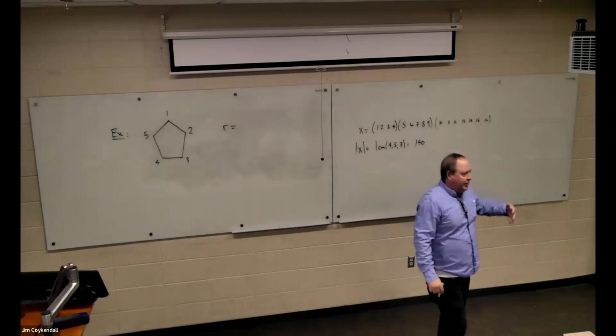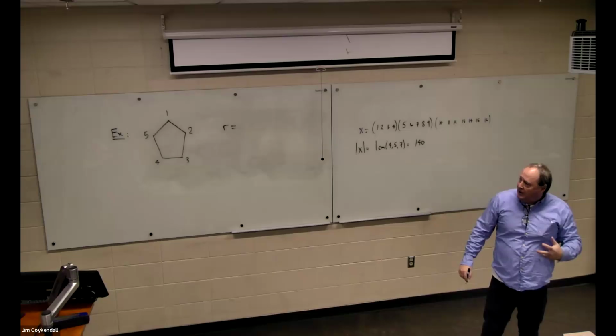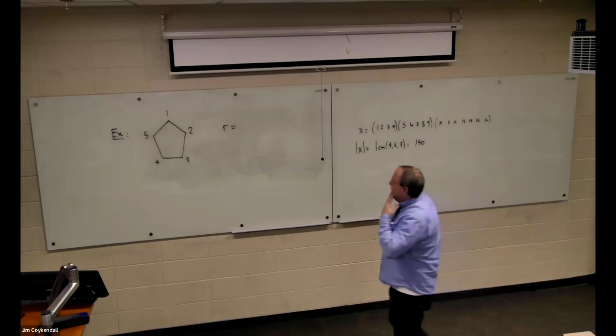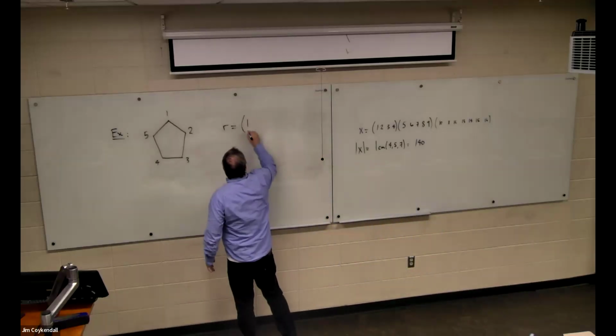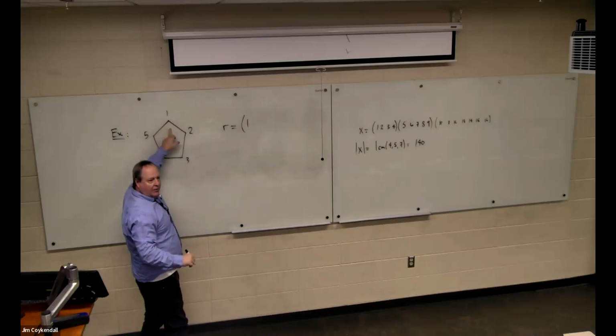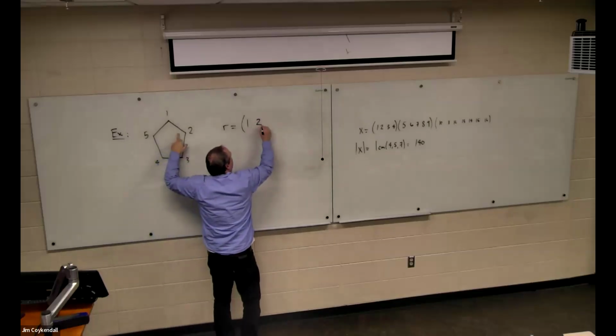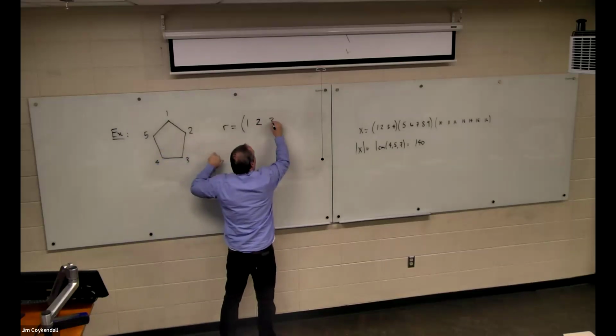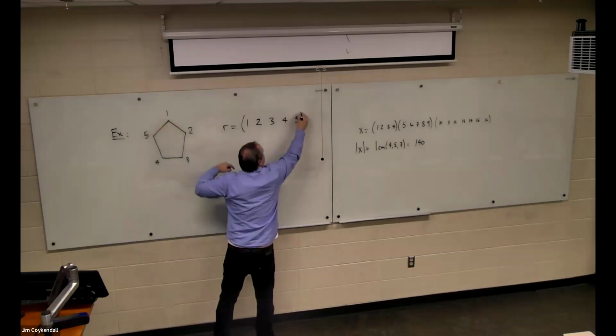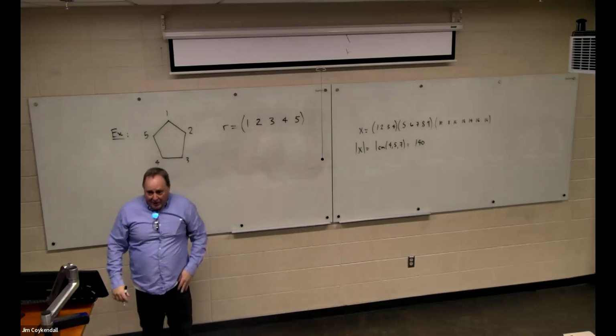When we rotate this, remember our basic rotation, we rotated this 2 pi over 5 radians clockwise. What did that do? If I rotate 72 degrees clockwise, where does vertex 1 go to? It goes to 2. Do I agree with that? And where does vertex 2 go? 3, 4 to 5. And vertex 5 goes to 1. Everybody okay with that?